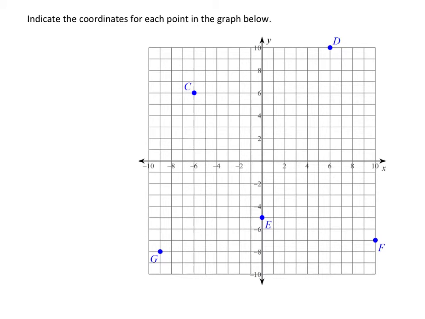Alright, here's the next problem of practice on your worksheet. It says indicate the coordinates for each point in the graph below. You can see here 5 different points are identified on this graph, and so let's go in alphabetical order here. The first point is C, and we would look at where C is, and it's right here on the graph, and we have to do some looking as to where it is.